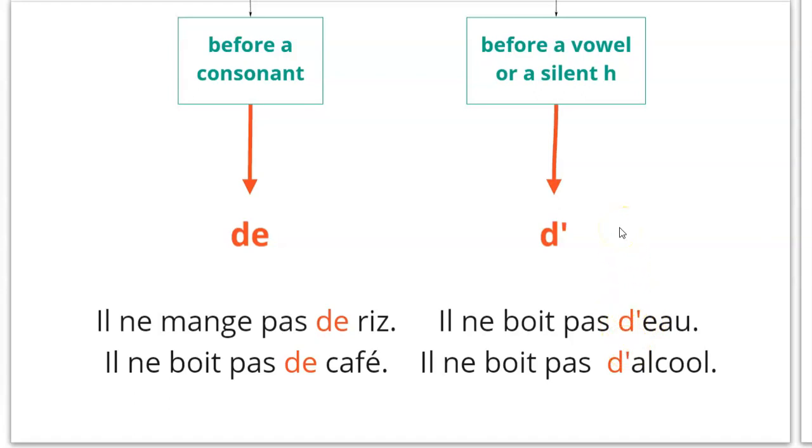And don't forget, it's a negative sentence. If it was an affirmative sentence, you would have il boit de l'eau, with L apostrophe, or il boit de l'alcool with L apostrophe. But it is a negative sentence, so you use the apostrophe. Il ne boit pas d'eau, il ne boit pas d'alcool.